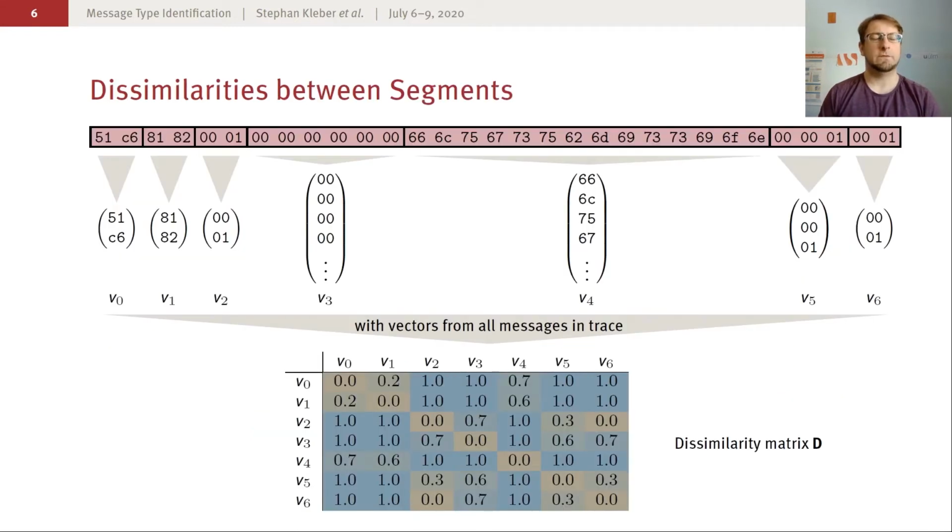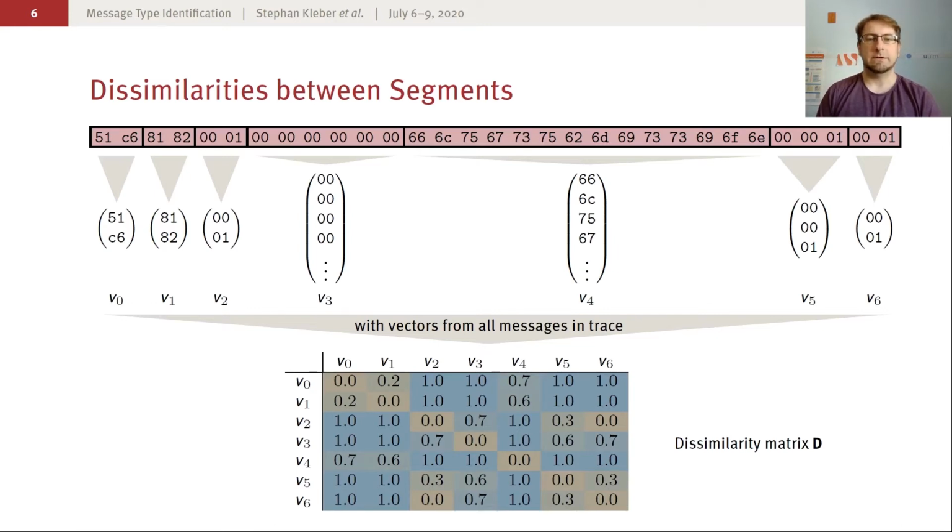So first we need to determine the dissimilarities between the segments. For this, we interpret each segment as a vector of its byte values. We then place those values for the dissimilarities between segments in a dissimilarity matrix, which allows us to have a lookup for the pairwise dissimilarities for all pairs of messages.